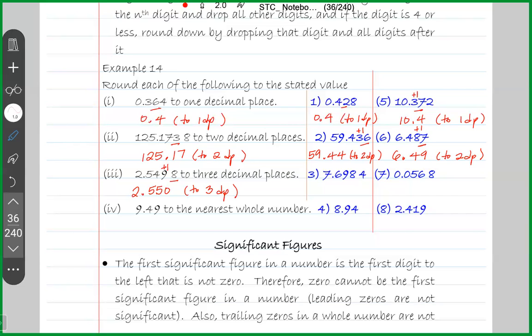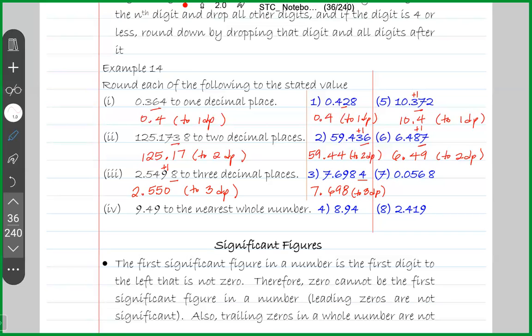Now, 7.6984 to 3 decimal places. I must consider the digit that is the 4th decimal place. If the digit I'm considering is 5 or more, I must add 1 to the digit before it. If it is 4 or less, I must drop it and every digit after it. So my answer is now 7 point, I'm going to drop the 4 because it's less than 5, so it's 7.698, and this is to 3 decimal places.